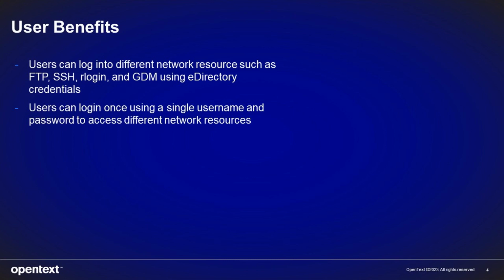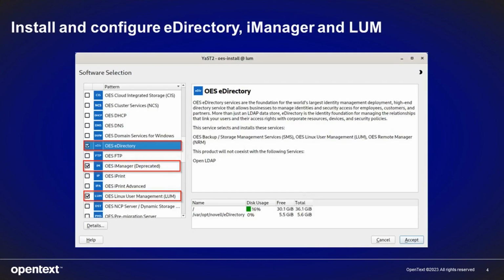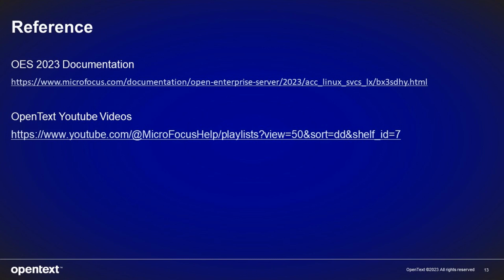Users can log in once using a single username and password and have seamless access to all their network resources regardless of platform. This is how we set up an OES server to use eDirectory authentication. For the purpose of this demonstration, eDirectory, iManager, and OES Linux user management have already been configured on the OES server. Please refer to the documentation for the details of the configurations.